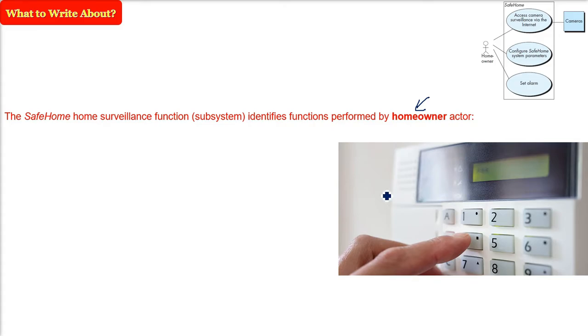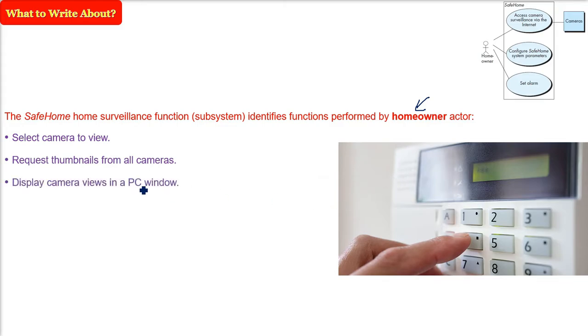Now if you want to have a surveillance system, what will you do? You will select a camera to view. Then you would like to see all the thumbnails or the view from all the cameras. Then you would like to display camera views on, say, a PC, personal computer, or a laptop. You can also pan and zoom a specific camera. And then you can selectively record also.